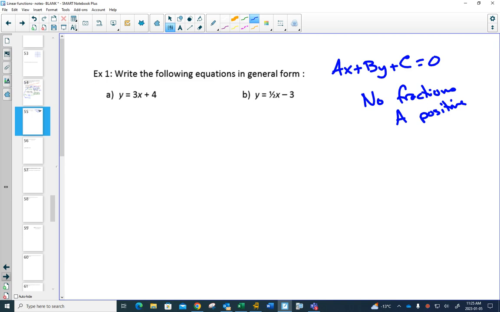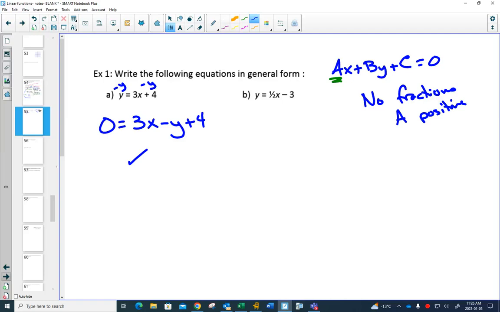So I look at our equation. Do we have any fractions? No, so we're good there. But do we have one side equal to 0? Not yet. We need a, the number in front of x, to be positive. What is our number in front of x right now? 3. Is it positive? Yes. So what I'm going to do is move the y over to the right side, and I'm done. Now it's in general form. No fractions, good. One side equal to 0, good. The number in front of x positive, good.